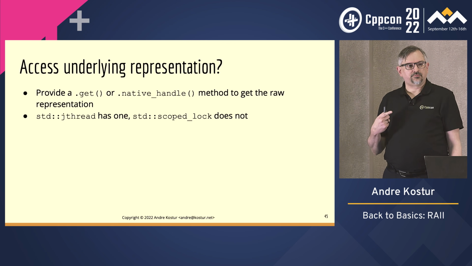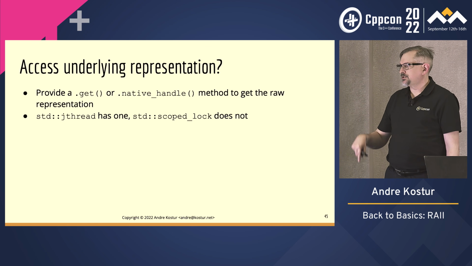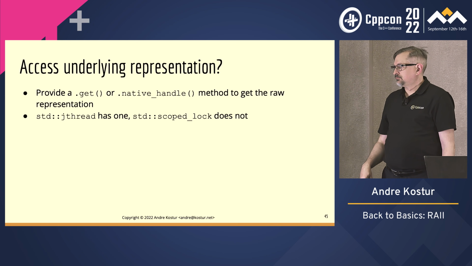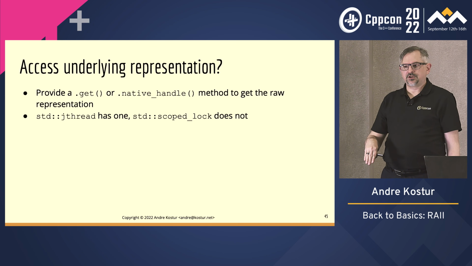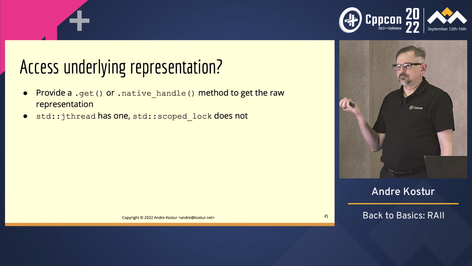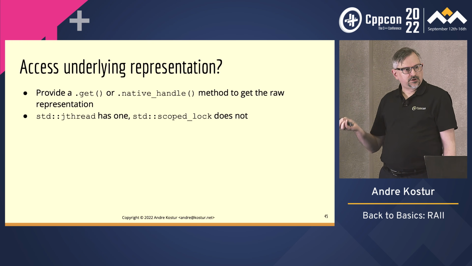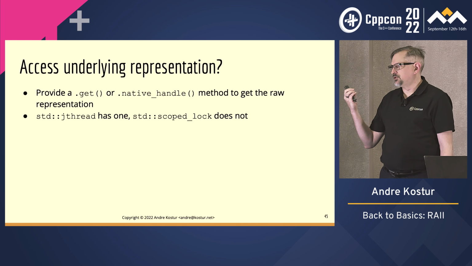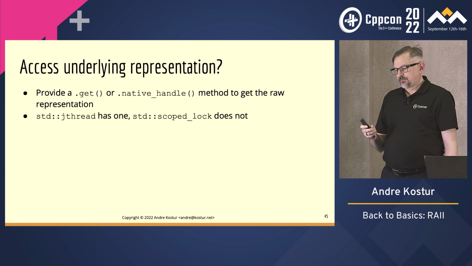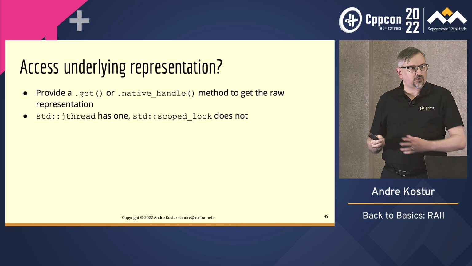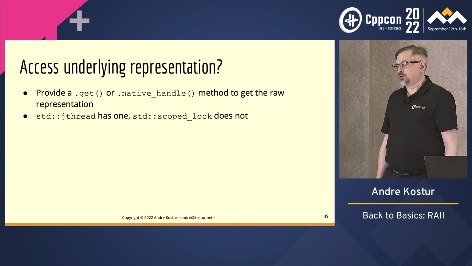Do you want to let your users get at the underlying representation? Because if they can get at the underlying representation, you are providing a possibility that they may take that and hide that away someplace else and start opening up that possibility to your use after deletion or double disposal. So for example, std::jthread, you can get a hold of the thread handle because you might need to do operating system things with it. Scoped lock does not. It doesn't give you a way to get at the mutex.